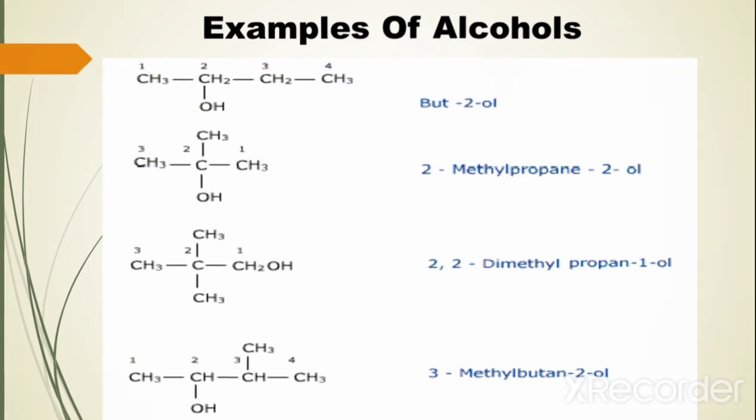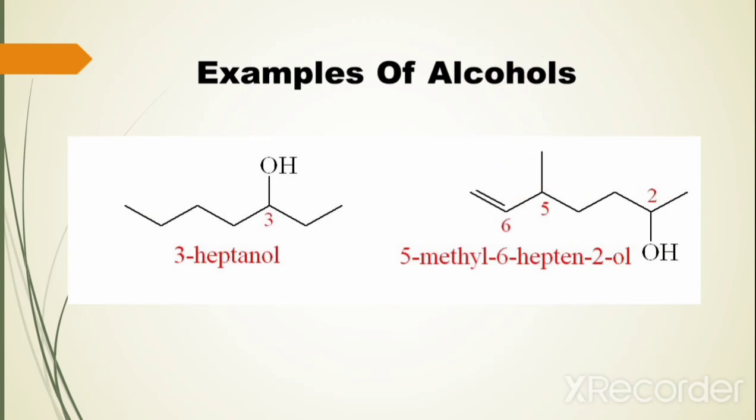So these are the examples of alcohols. And the other is a chain that has 7 carbons on which a hydroxyl group is attached, so we will number it the lowest, and we have to count from right to left, not from left to right, so it is on the third carbon position, and we will name it as 3-heptanol.